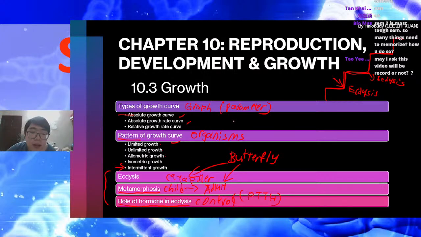So this chapter is just like that. This topic is not difficult, only this part is difficult. The rest, like the growth curve, is easy, just memorize it. You have to know the meaning of the terms and how to explain them. Only this part is difficult.